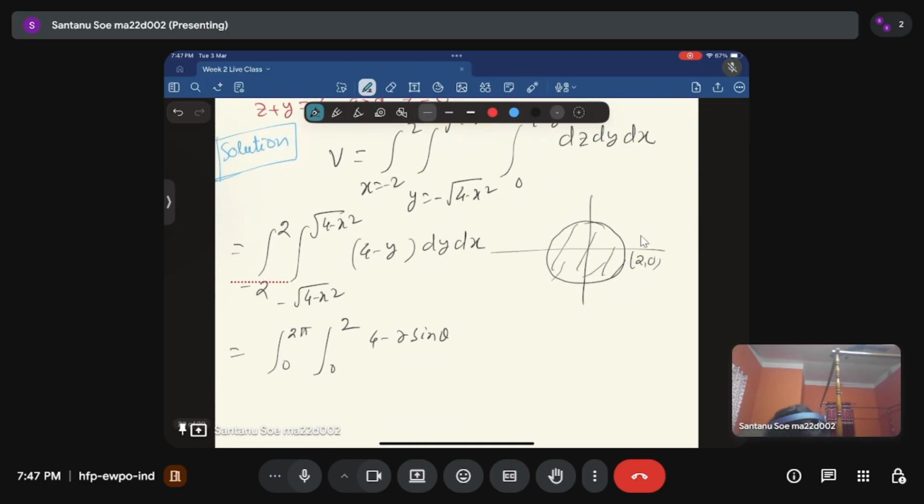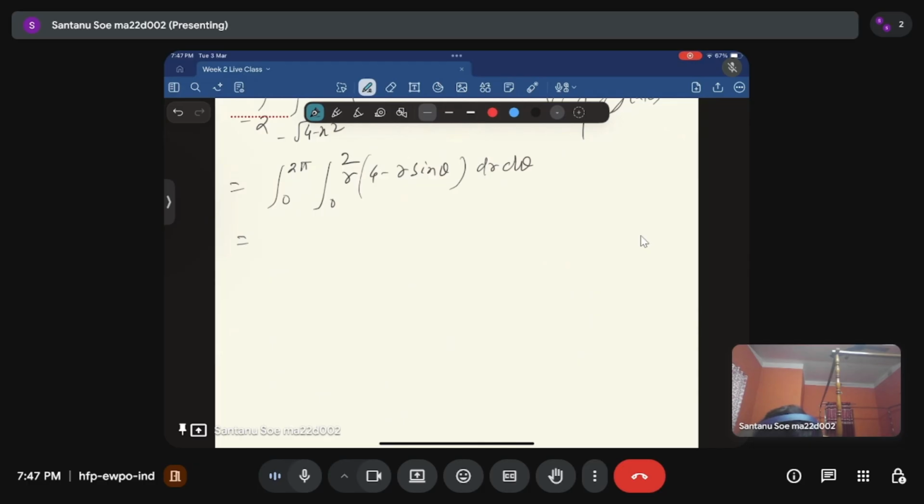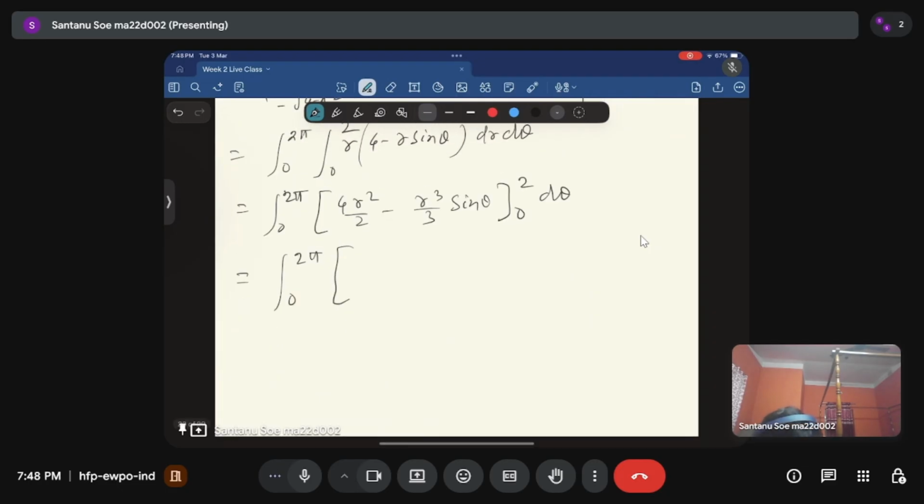And here d theta, and there will be another r, which is the Jacobian. So this is the r. So this is just 0 to 2 pi. And this is 4 r squared by 2 minus r cube by 3 sin theta, 0 to 2, and d theta. So this is 0 to 2 pi, 8 minus 8 by 3 sin theta, d theta.